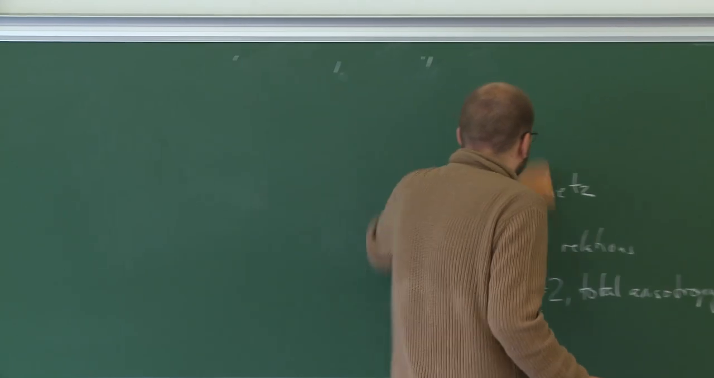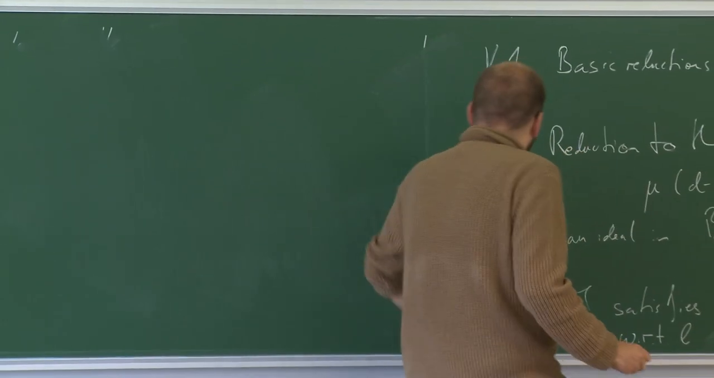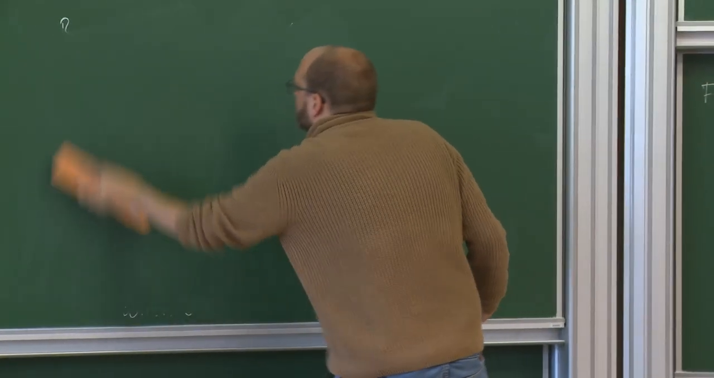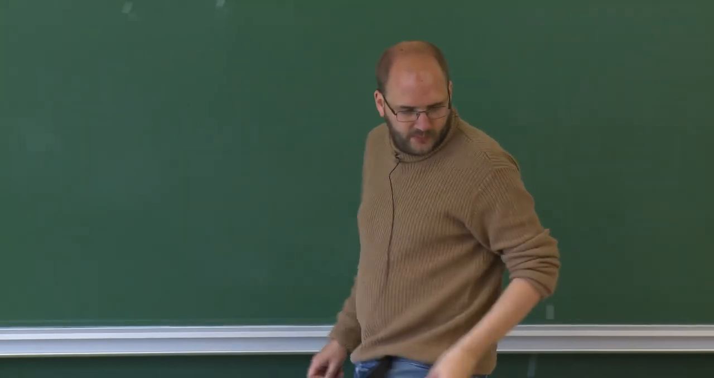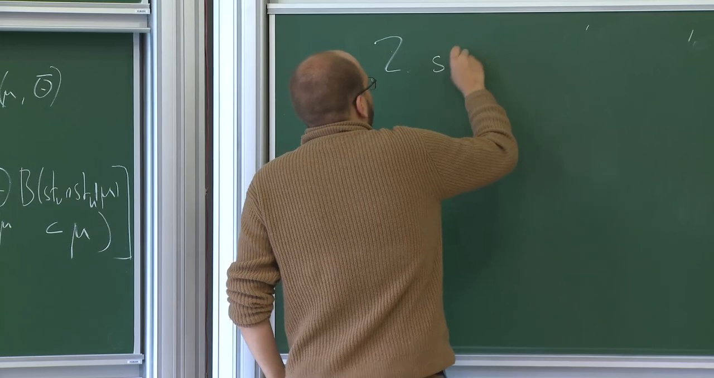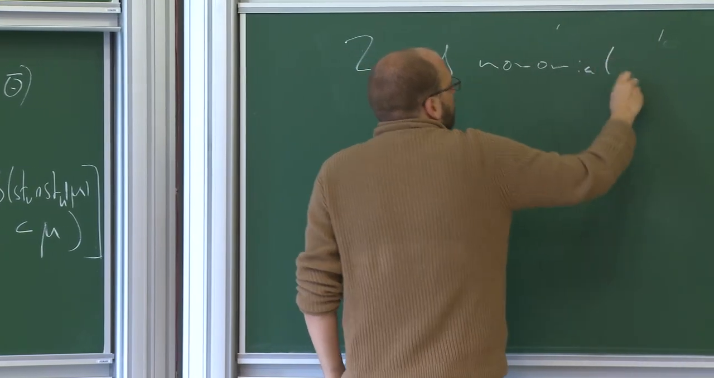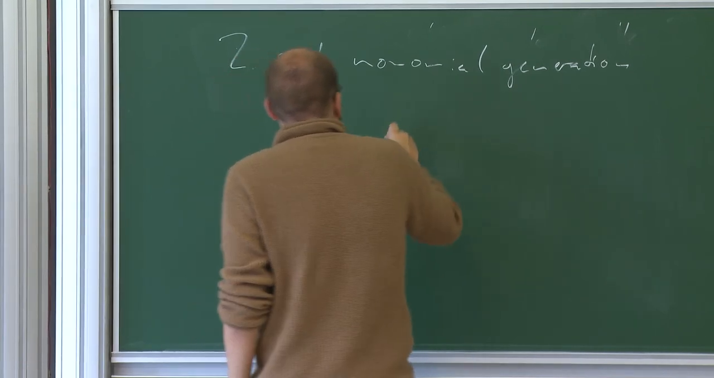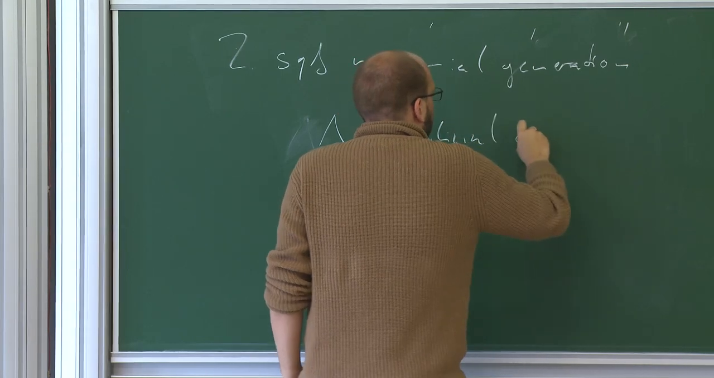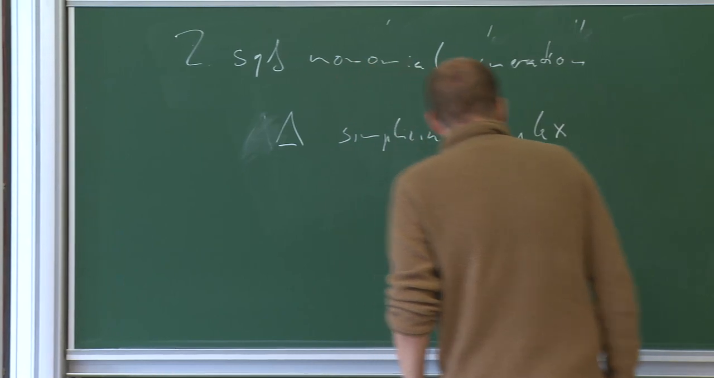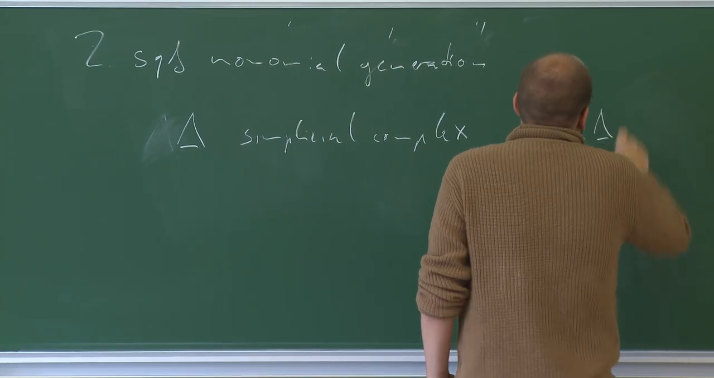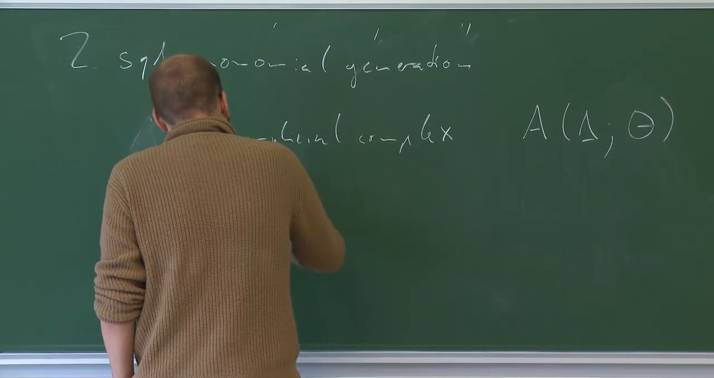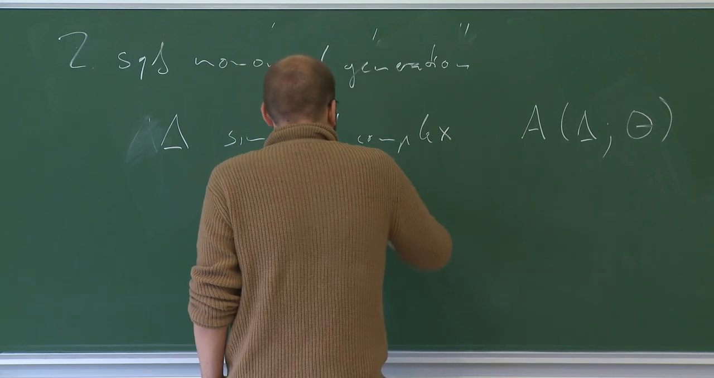So now we need the second ingredient, and this is square free monomial generation. Given a simplicial complex delta, the claim is that A of delta with respect to any linear system of parameters theta is generated by square free monomials.